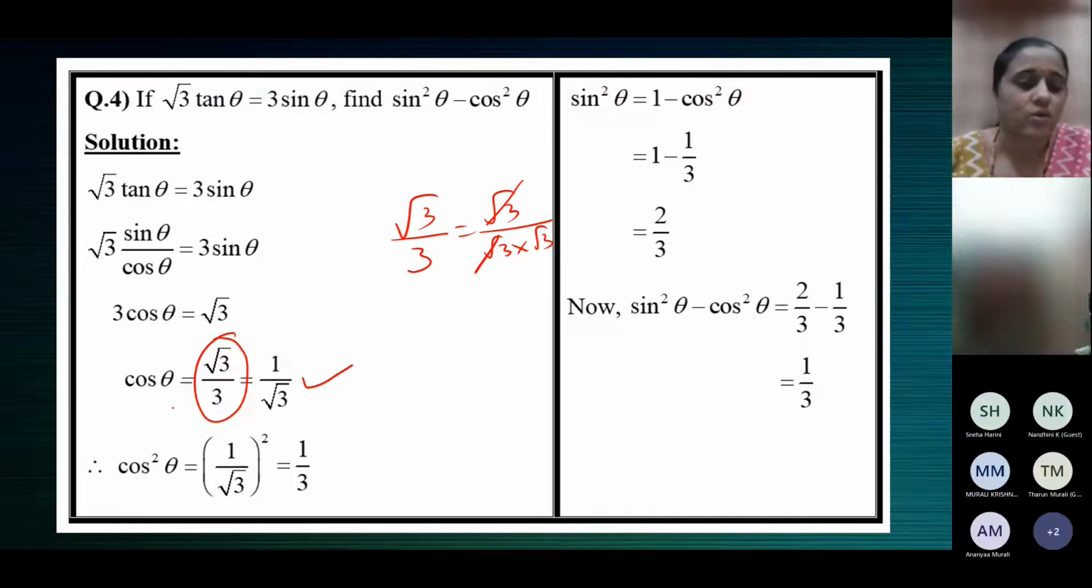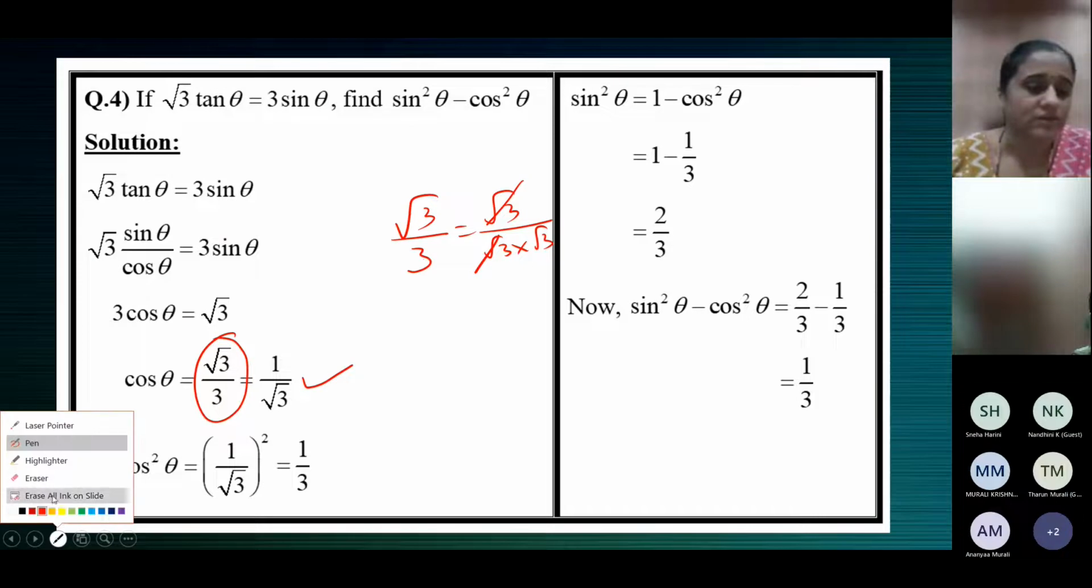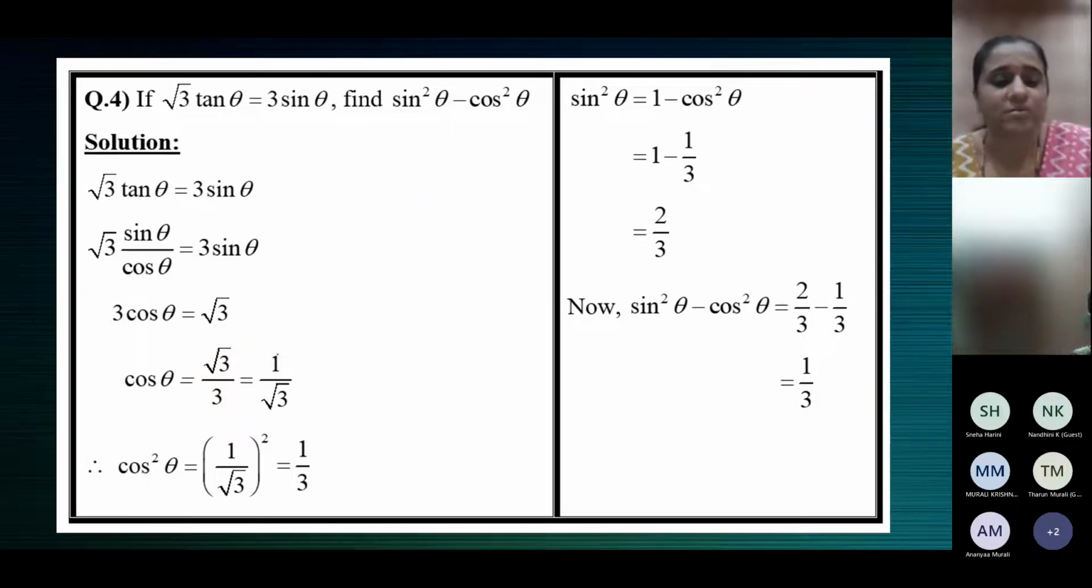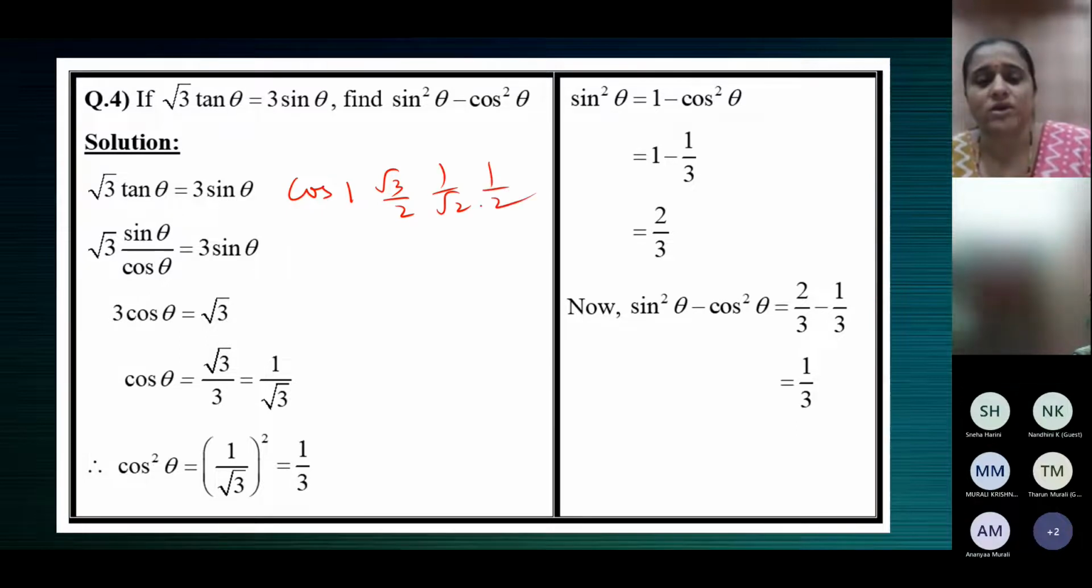Now we don't find this value 1 by root 3 in the cos table, so you cannot find the angle. In the cos table, we have cos 0 degrees is 1, cos 30 is root 3 by 2, cos 45 is 1 by root 2, cos 60 is 1 by 2, and cos 90 is 0. So we don't have 1 by root 3, which means you cannot find theta.